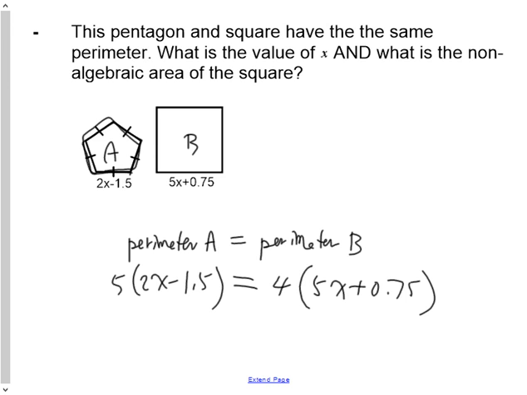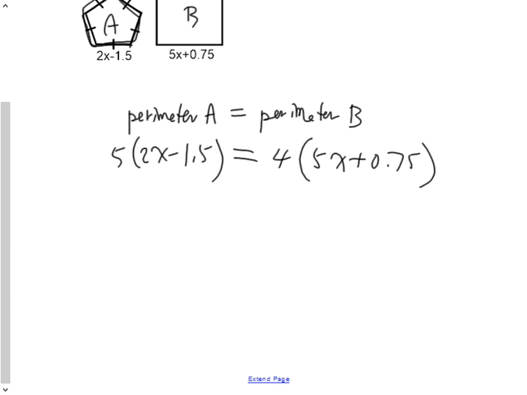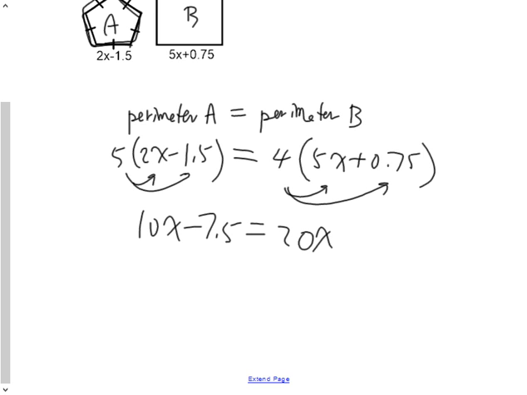Okay, so we're going to solve this algebraically. We're going to use the distributive property to expand both sides. We're going to get 10x minus 7.5 is equal to 20x plus 3. If we expand using the distributive property, we should get that. I get x's. Oopsie daisy. I think I made a mistake here. I got a negative value. Oh well. I don't think anyone will notice, will they?